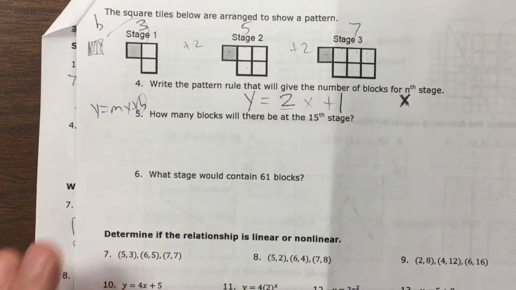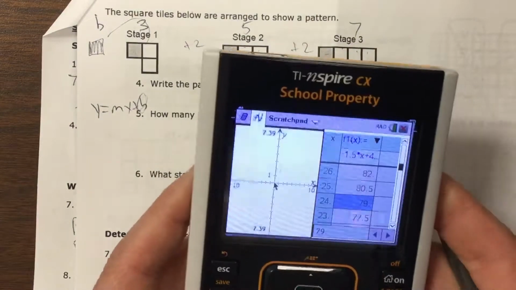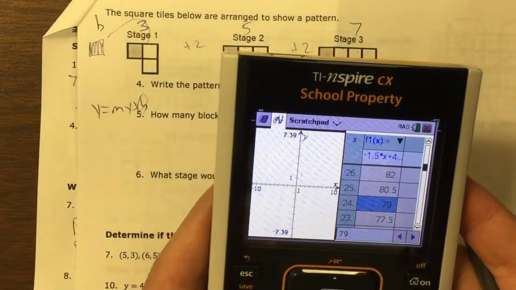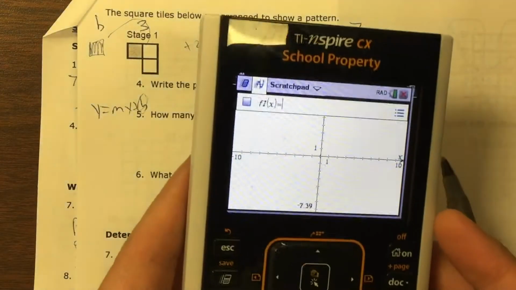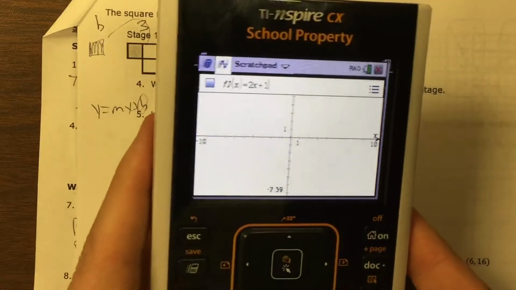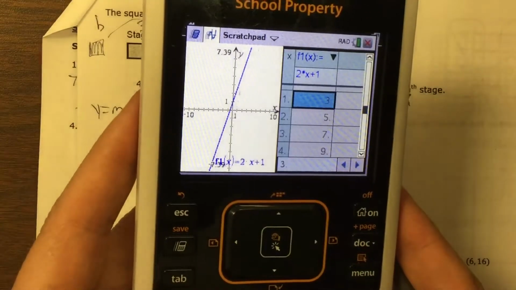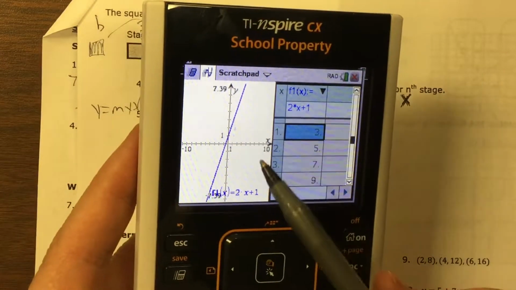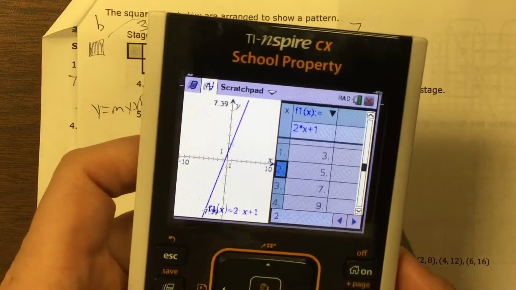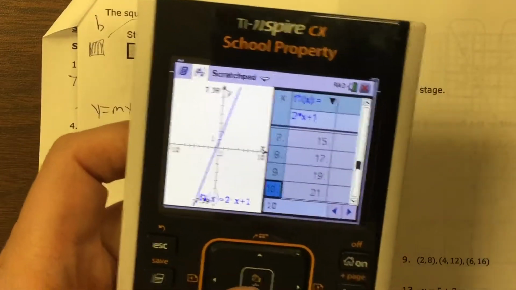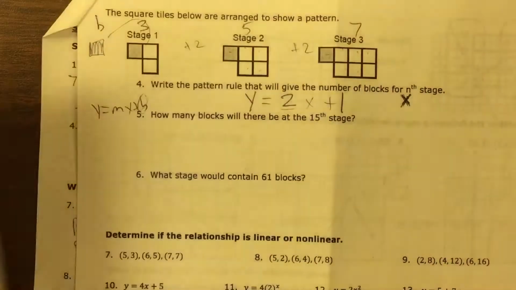How many blocks will there be at the 15th stage? I'm going to go ahead and put this in the calculator. I'm going to go to my graph, type in 2x plus 1. I get that. I'm going to go ahead and go Control T. This is my stage. This is my number of blocks. Okay? So let's go to the 15th stage. The 15th stage, I have 31 blocks.